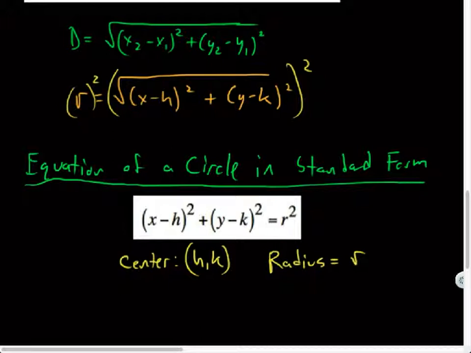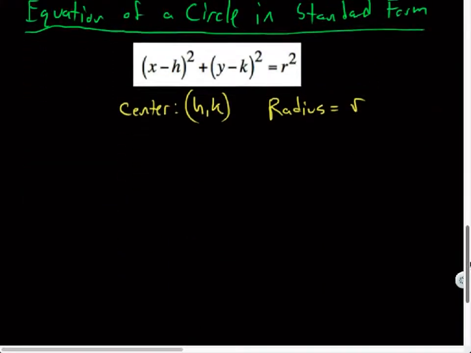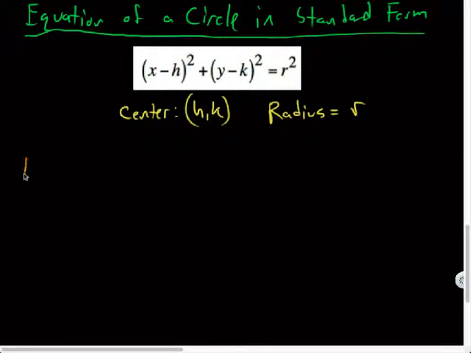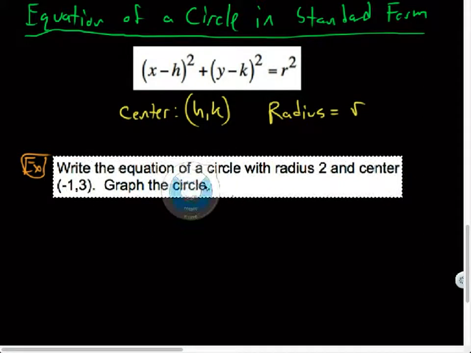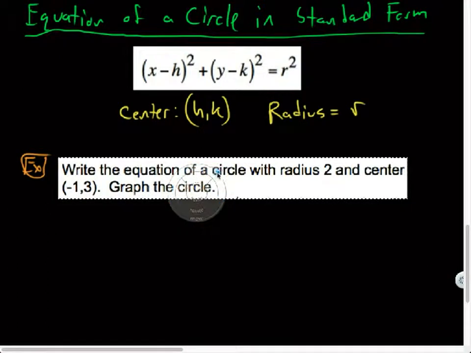So let's do an example then, shall we? I think I could fit a nice little example right down here. So, example A. Suppose this is what I've got. Let's write the equation of a circle with radius 2 and center (-1, 3), and then we'll graph the circle.